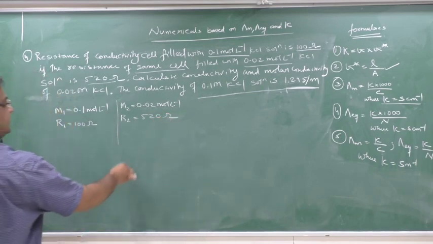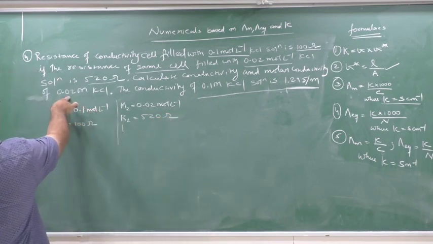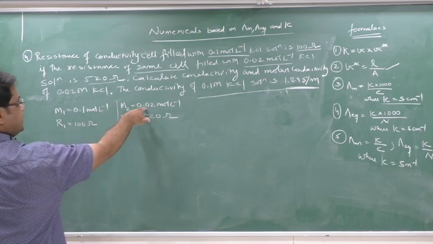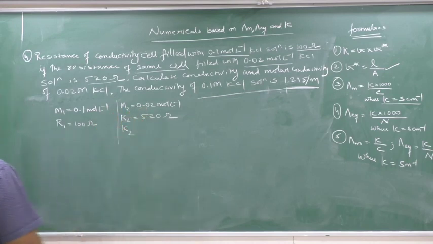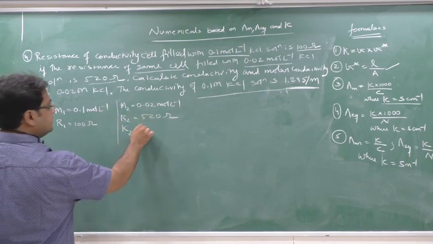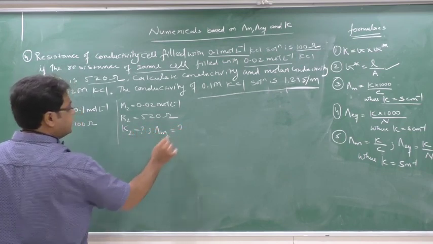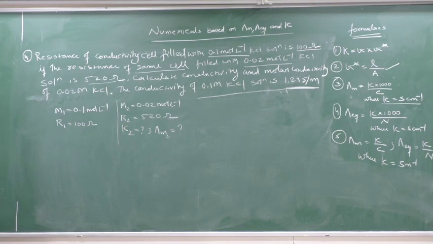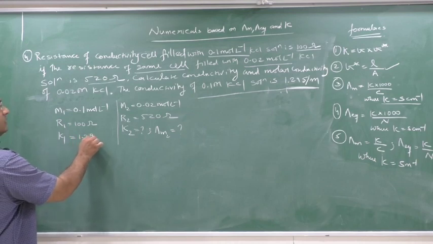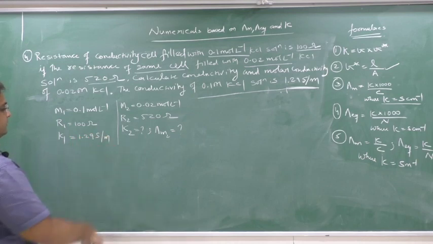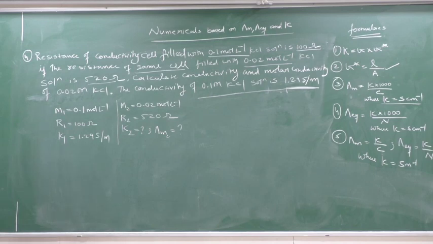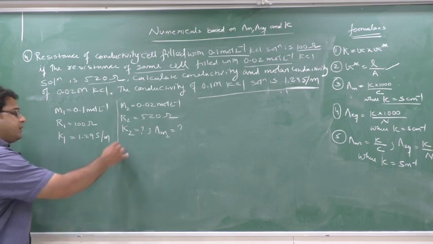Calculate conductivity of 0.02. So 0.02 means you have to calculate for the second condition, that is K2. Then calculate molar conductivity, that is lambda M2. And conductivity of 0.1 molar, that is K1, is 1.29 Siemens per meter. Clear this part? Now see here, I will start the problem.